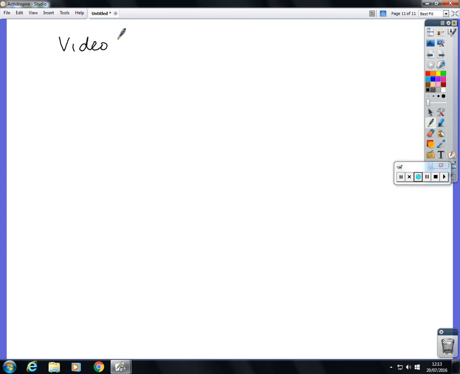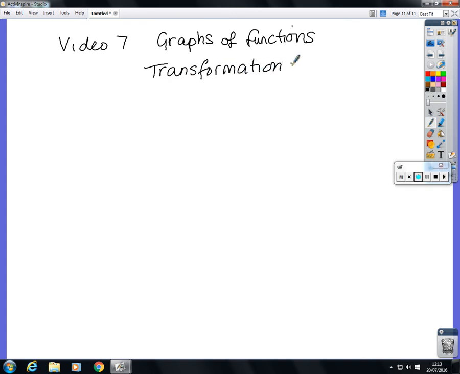Video 7, graphs of functions. Graphs of functions, we're really talking about transformations of graphs. So this means we operate on the graph or the function to change it slightly. There are three types of transformation that we're going to look at.